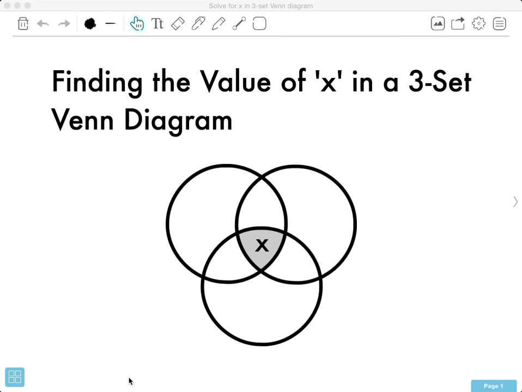Hello and welcome to this video from the Logic and Set Theory unit. We're going to be looking at how you go about finding the value of x, meaning the complete overlapping term in a three-set Venn diagram.